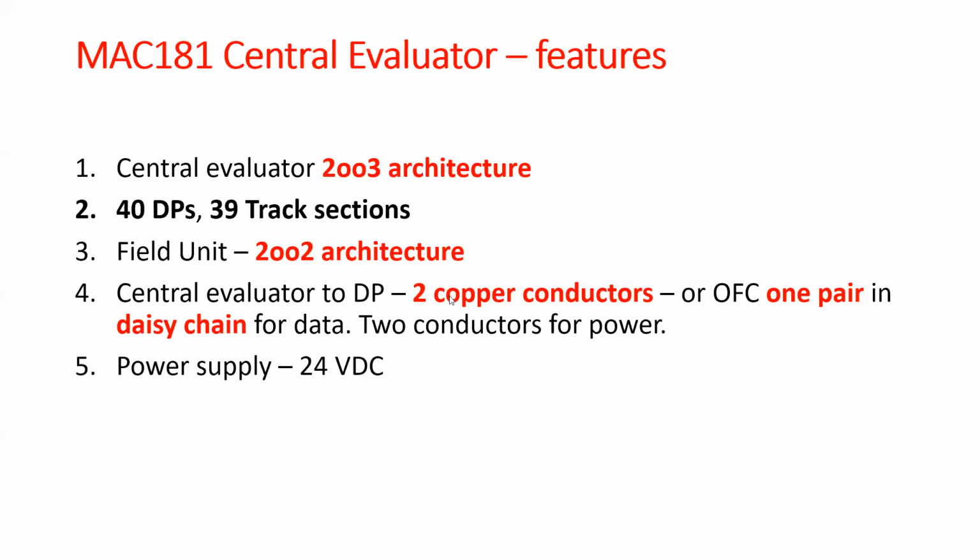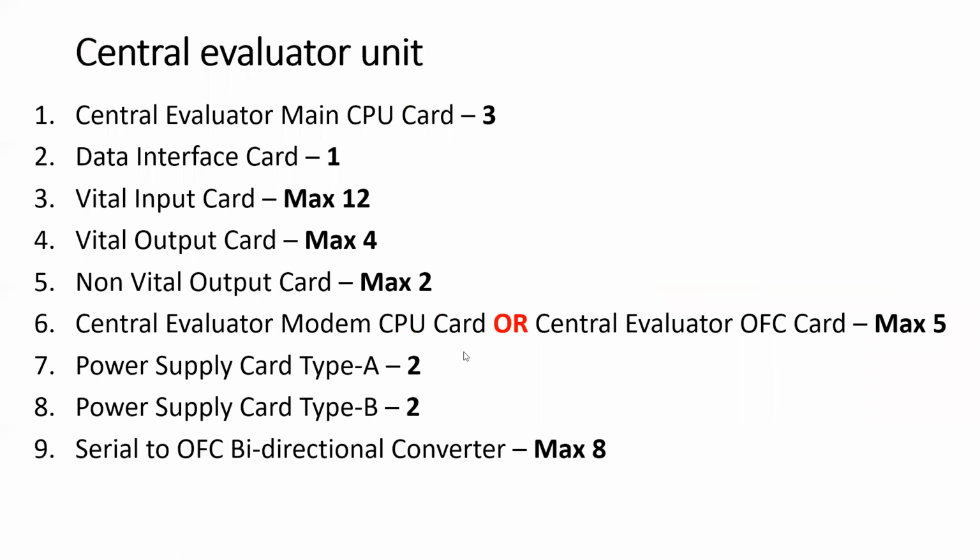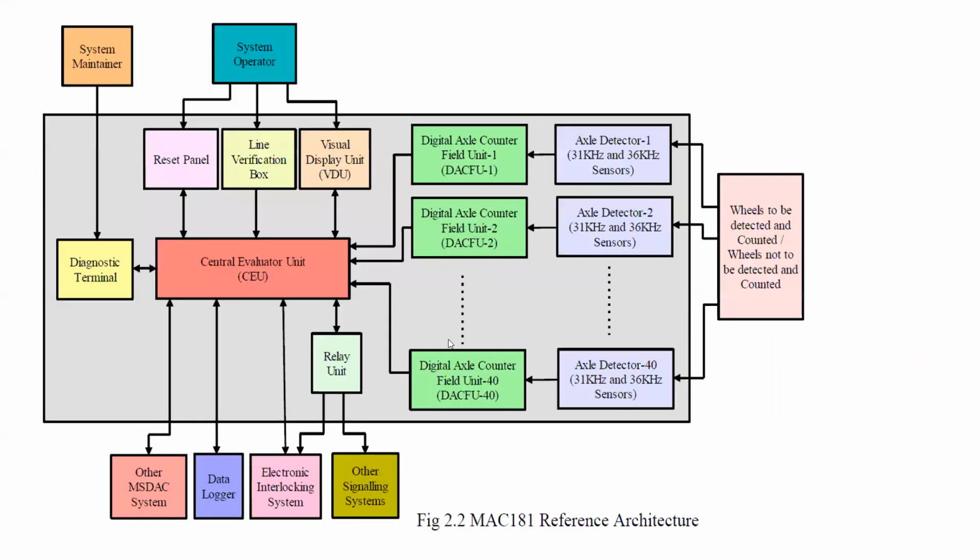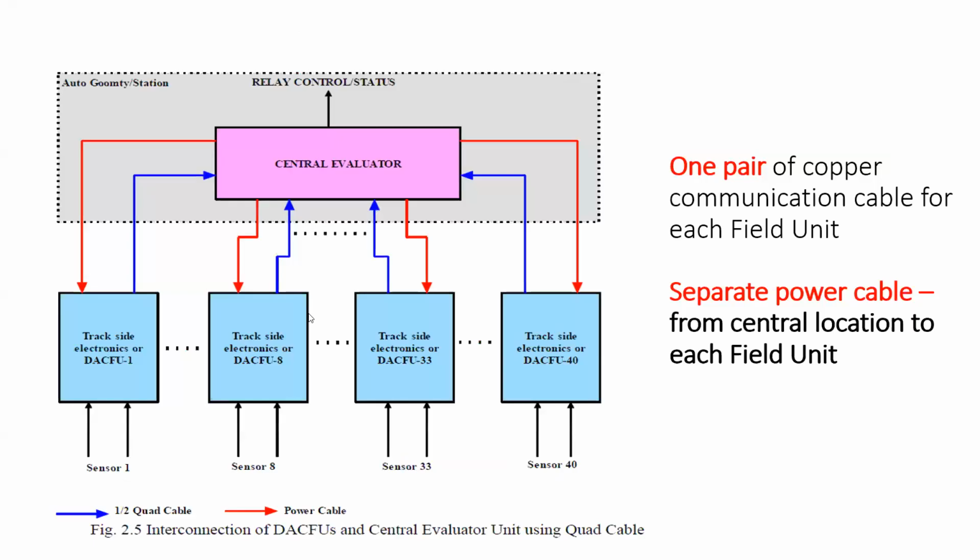So just 2 copper conductors. In case of OFC, it is only 1 pair. And they are arranged in daisy chain. So I can show you, it is like this. If it is a copper cable, then this is the central evaluator. They are connected like this, 2 wires.